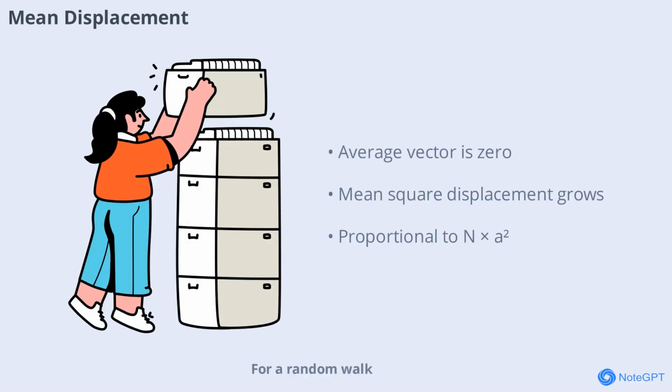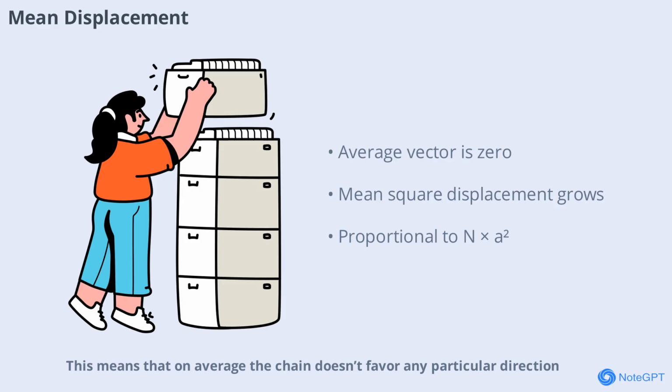For a random walk, the average vector distance from the start to the end of the chain is 0. This means that on average the chain doesn't favor any particular direction. However, the mean square displacement, which measures the average squared distance between the first and last monomer, grows with the number of steps. Specifically, it's proportional to the number of monomers times the square of the step length.